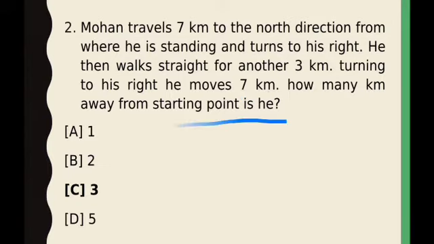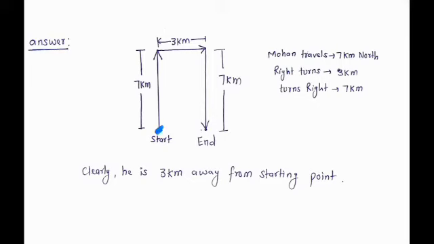It means again the question is the same. He's asking how far he is from the starting point. So let's draw the traces of Mohan. Let's suppose Mohan is standing at this point at the start.